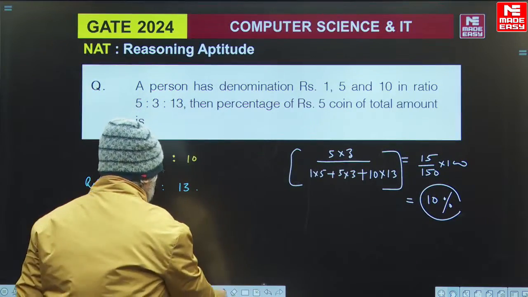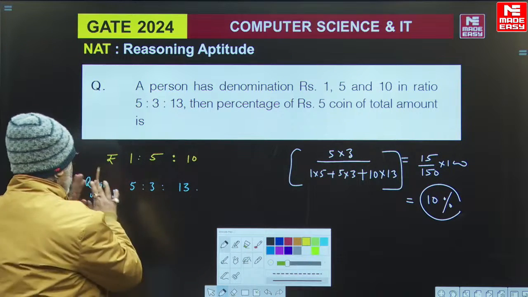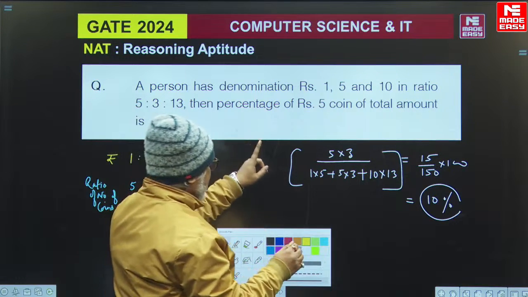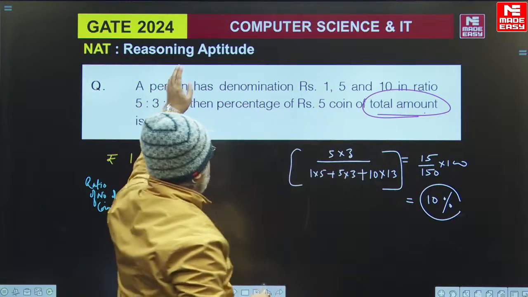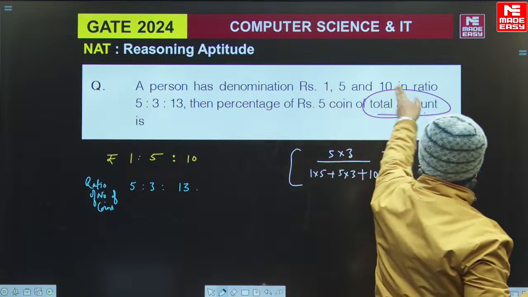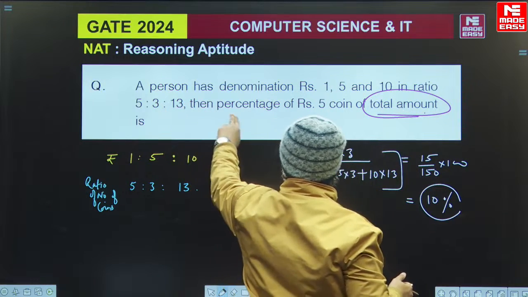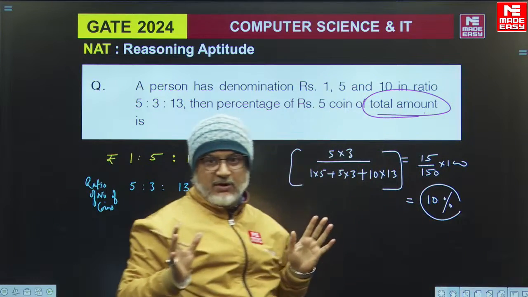अब ये देखिए रुपए पैसे का सवाल आ गया, किताब में काफी सारे ऐसे दिए हुए थे. कुछ भी नहीं आपको करना है, इसमें भी ये memory based है. टोटल अमाउंट में क्या होगा देखेंगे. A person has denominations of rupee 1, 5 and 10 in the ratio 5, 3 and 13. Then the percentage of the rupees 5 coin of the total amount.